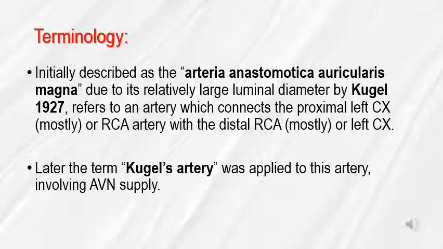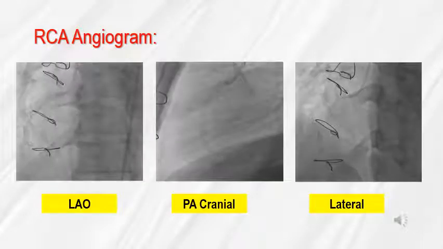Kugel in 1927 described an artery which connected the proximal CX or RCA to the distal RCA or CX. He named it Arteria anastomotica auricularis magna due to its large size in comparison with other atrial branches. Only later the term Kugel's artery was applied to this artery involving the AV nodal supply and may anastomose with the AV nodal branch. RCA angiogram showing Kugel's artery in different views.